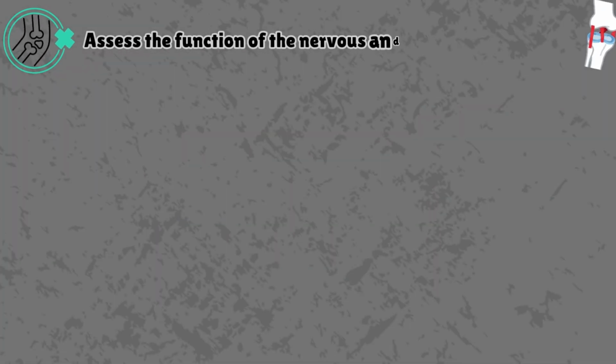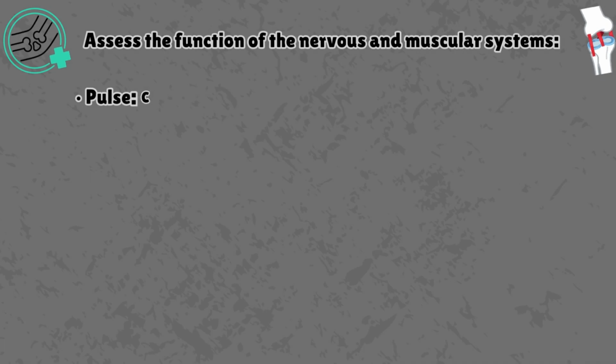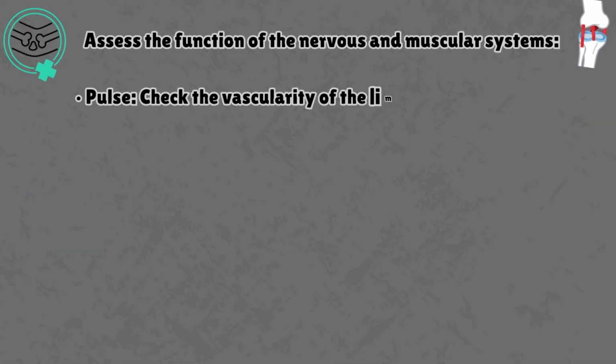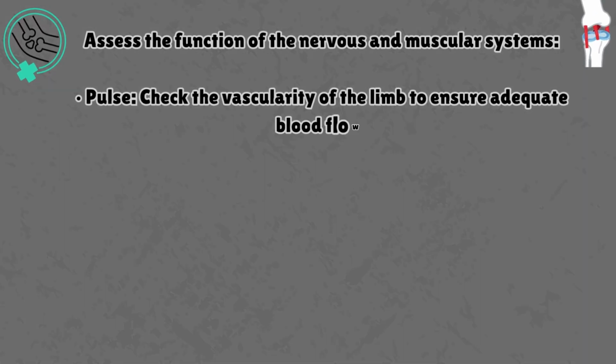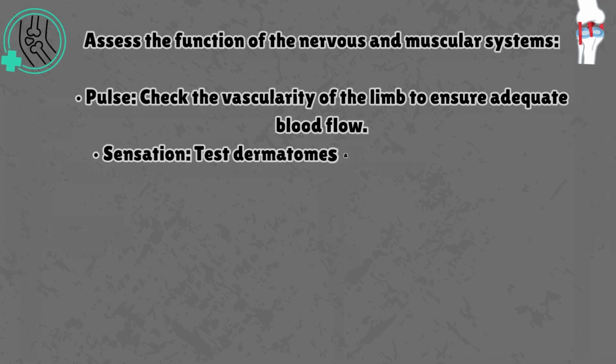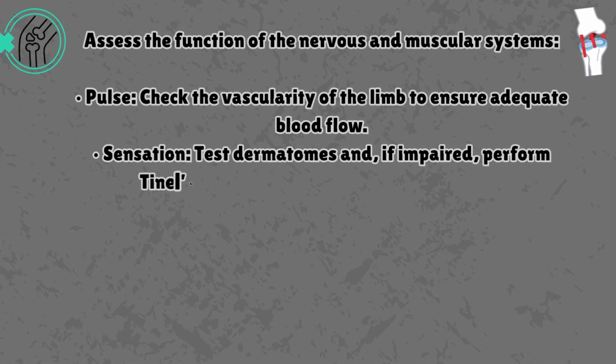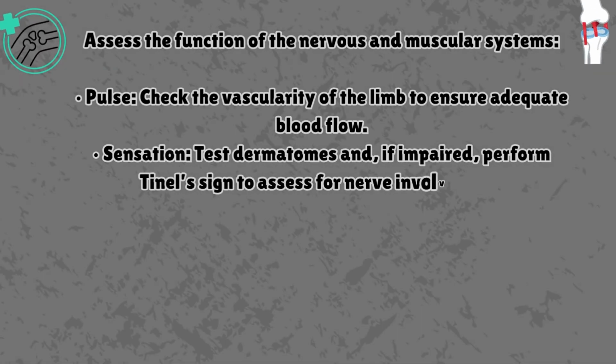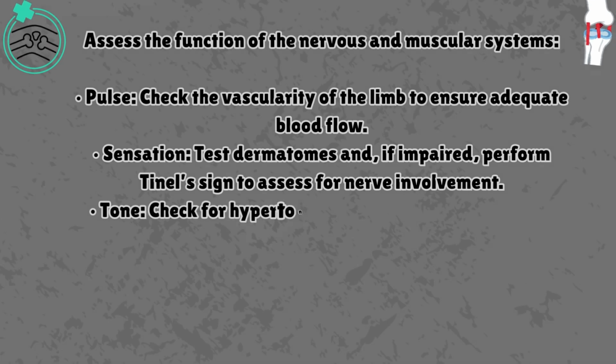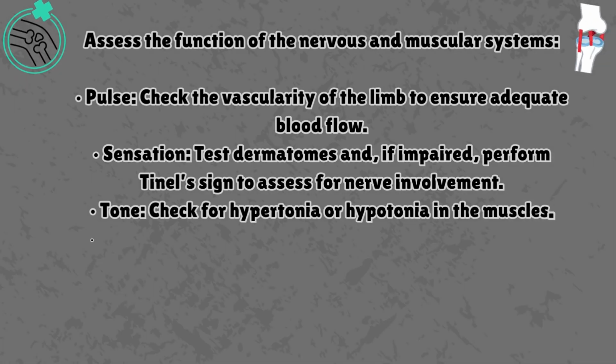Assess the function of the nervous and muscular systems. Pulse: check the vascularity of the limb to ensure adequate blood flow. Sensation: test dermatomes and, if impaired, perform Tinel's sign to assess for nerve involvement. Tone: check for hypertonia or hypotonia in the muscles.